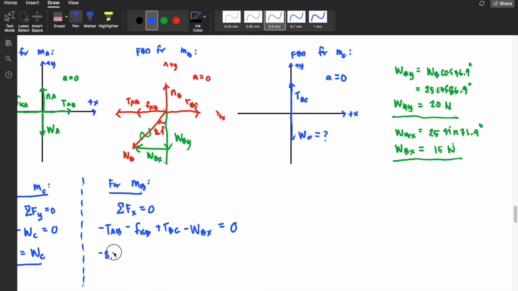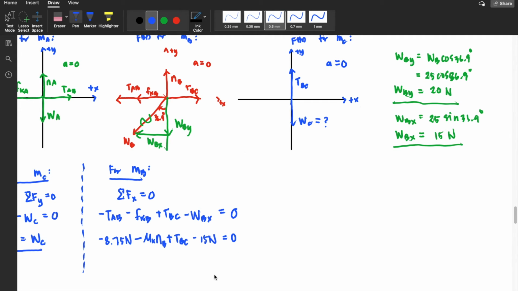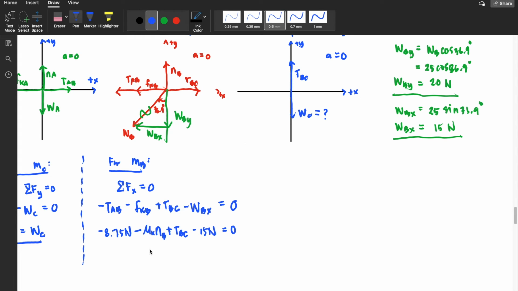So you'll have negative 8.75 newtons minus the equation for friction, which is mu K times normal force B, plus TBC minus WBX, which is equal to 15 newtons. And then equate that to 0. Next, you may substitute all the given values to make it easier to see. So you'll have 8.75 minus 0.35 times your normal force B, which we don't know the value of yet, plus TBC minus 15 newtons. You can actually combine these two. But we're looking for the value of your normal force B.